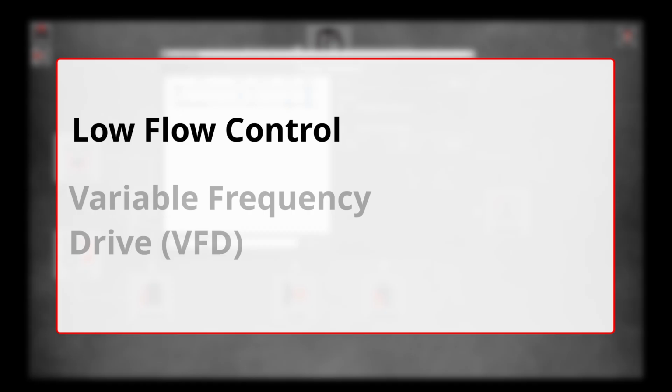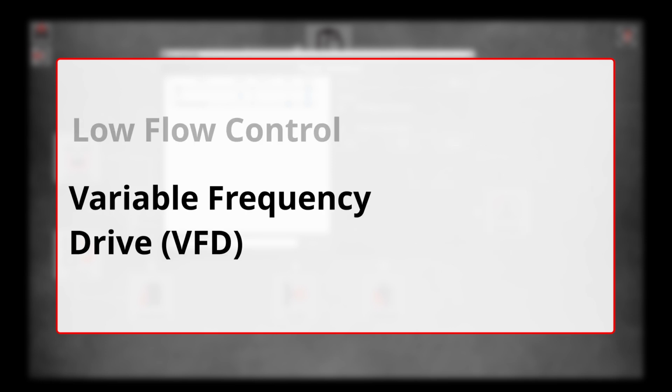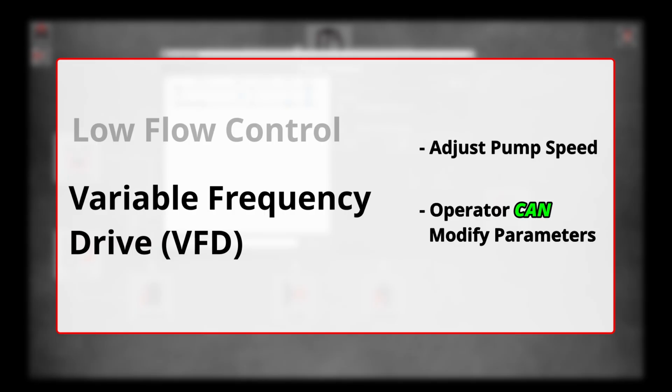The low flow valve is an air-operated valve that is physically adjusted during startup with a KSi Controls technician. Flow is regulated by opening or closing a mechanical restrictor attached to the valve. No parameter adjustments are required or available for the operator on the touchscreen. When flow control is handled through a VFD, flow rate is reduced by adjusting the pump speed. In this case, the operator can modify the appropriate parameters directly within this tab to control flow behavior.